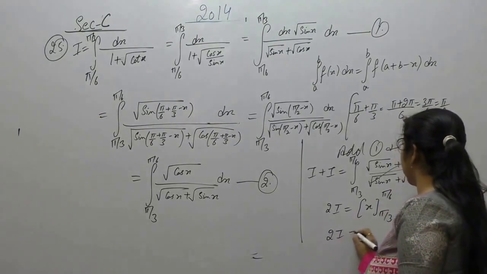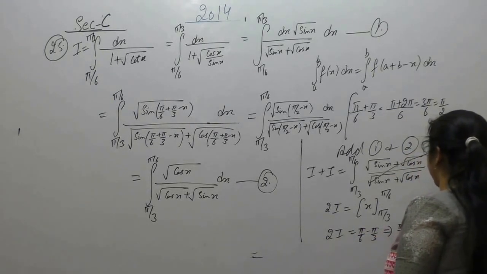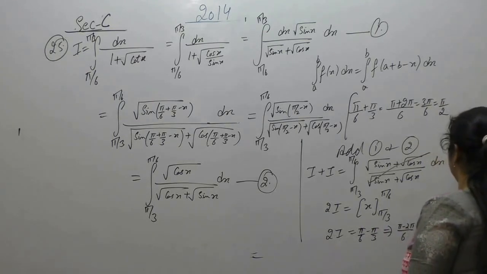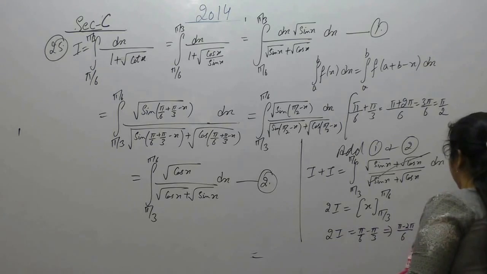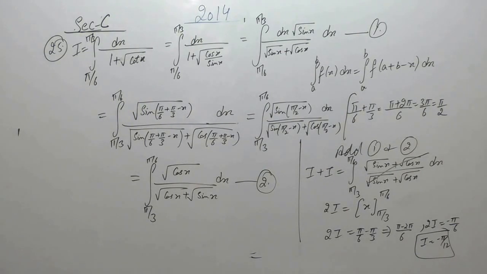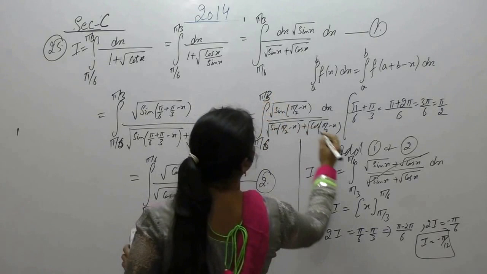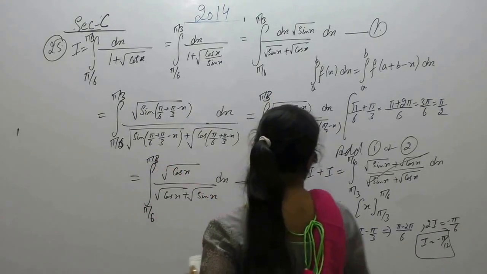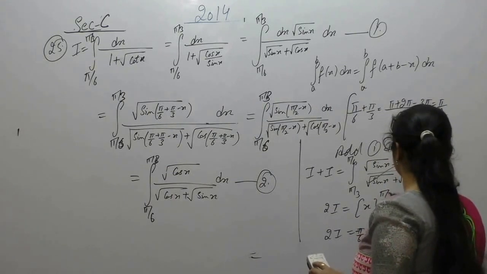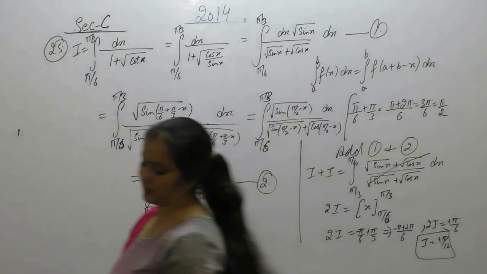So 2I is equal to pi by 3 minus pi by 6. Take LCM, 2 pi minus pi by 6. So 2I is pi by 6. Or I is pi by 12. So we get the value of I as pi by 12. The limit is from pi by 6 to pi by 3, so here pi by 3 minus pi by 6, so it will be a positive sign. So I has value pi by 12.